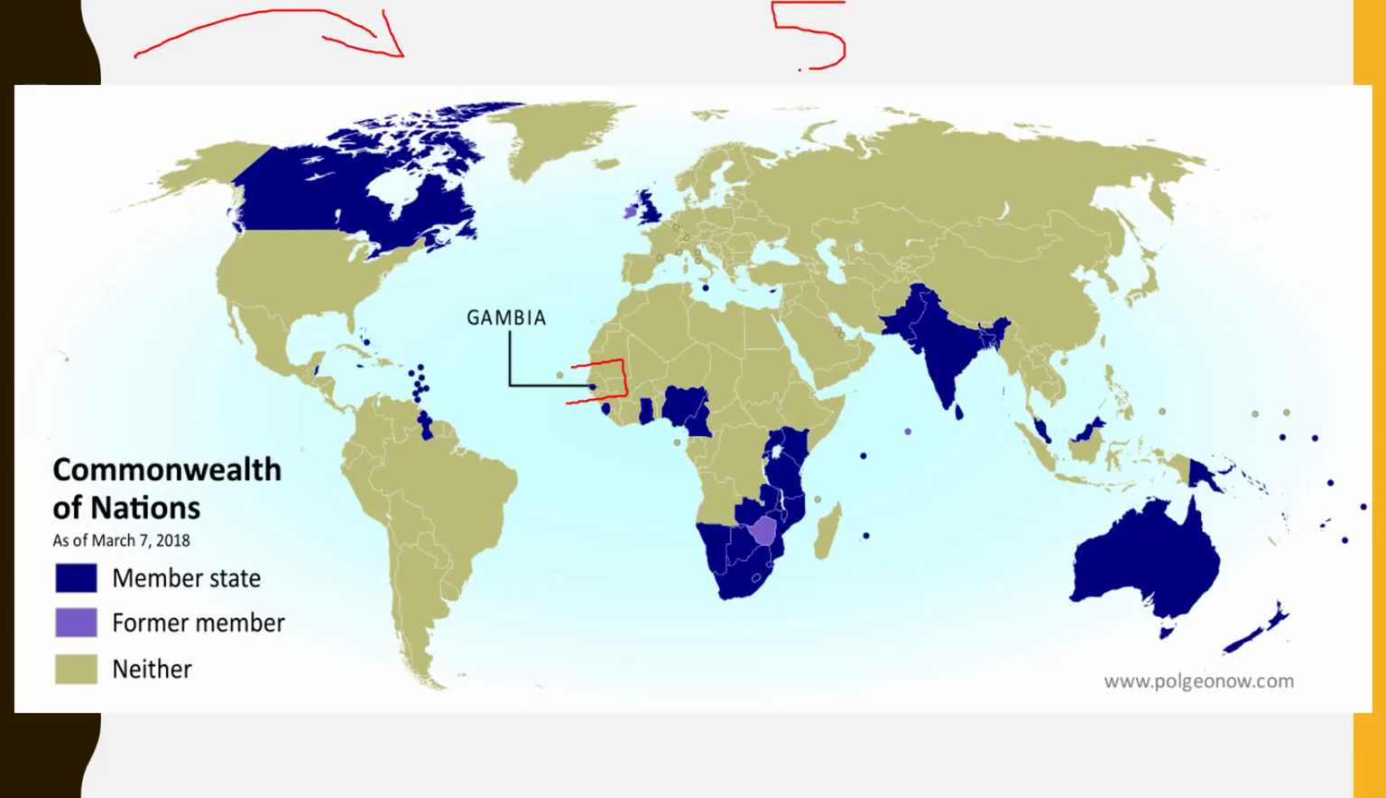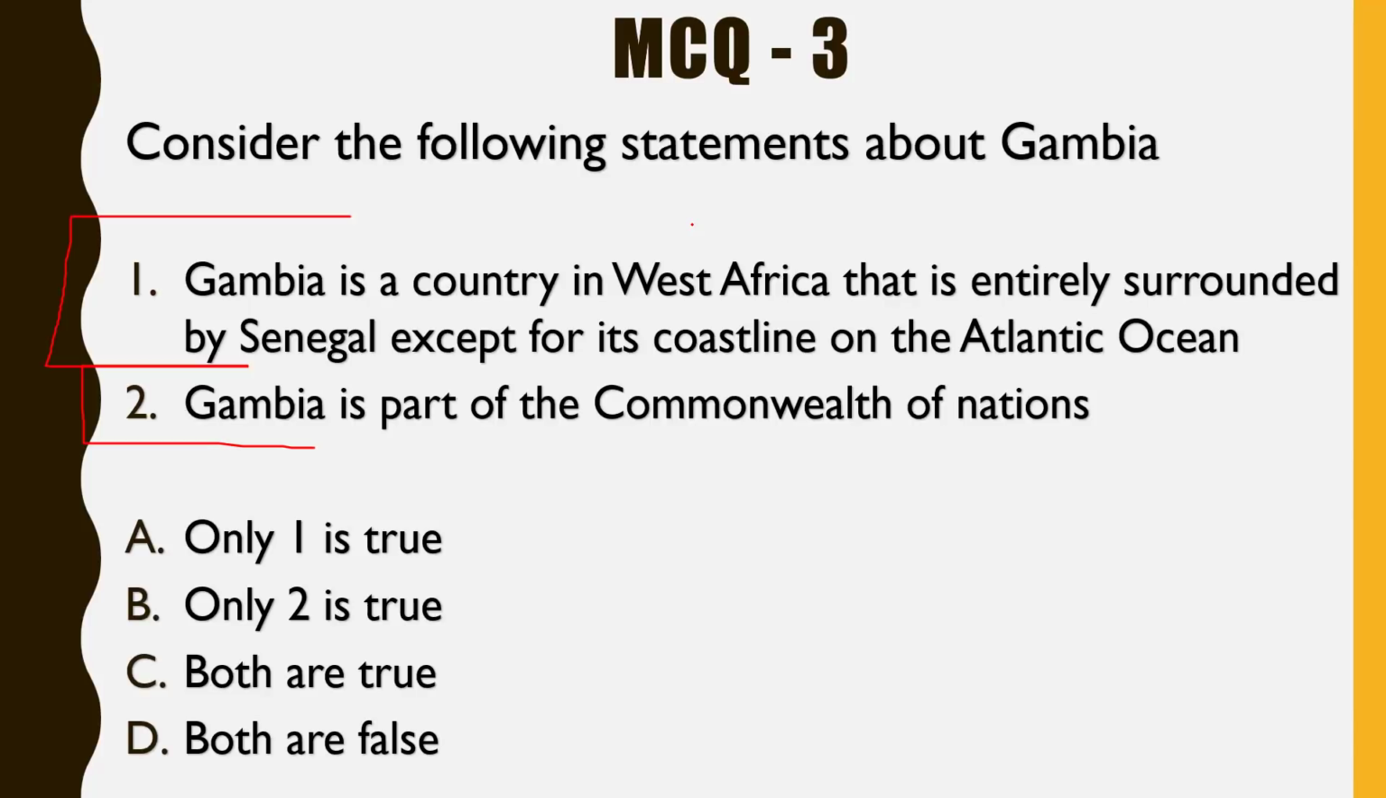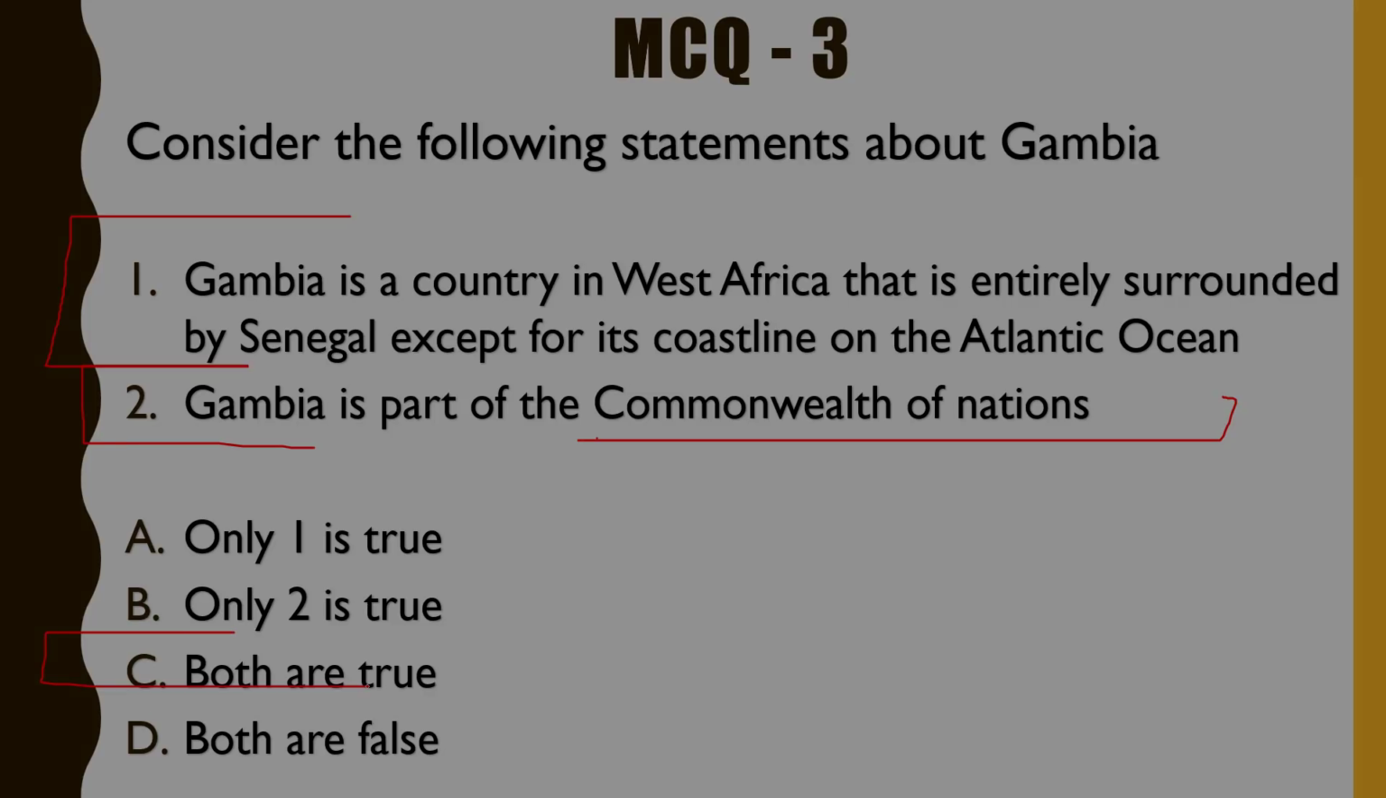Before that, for 5 years, Gambia was not a part of the Commonwealth. It left the Commonwealth because of some reasons. We won't really talk about that. But now that it has joined again, Gambia is certainly part of the Commonwealth of Nations, and their athletes will participate in the 2018 Commonwealth Games in Australia. So our answer will be C. Both the statements are correct.